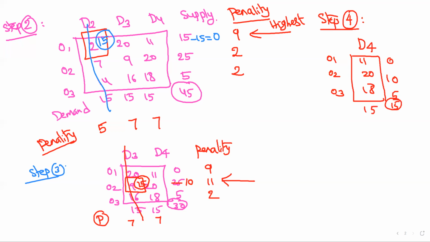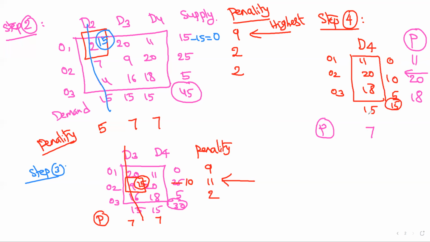We have to find the penalties. In the first row, only one element is there, so we can't write any penalty, since penalty is the difference between the least and next least element. Here we have only a single least element, so that one we write: 11, 20, 18. Here, three elements we have in the column, the penalty is 7. So what is the least here? 20.